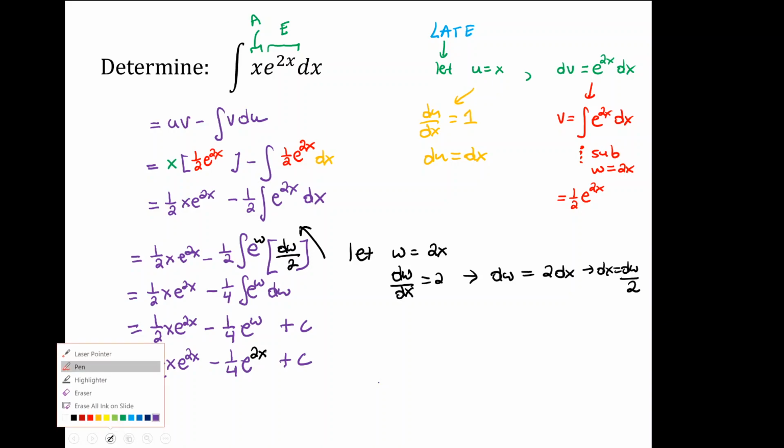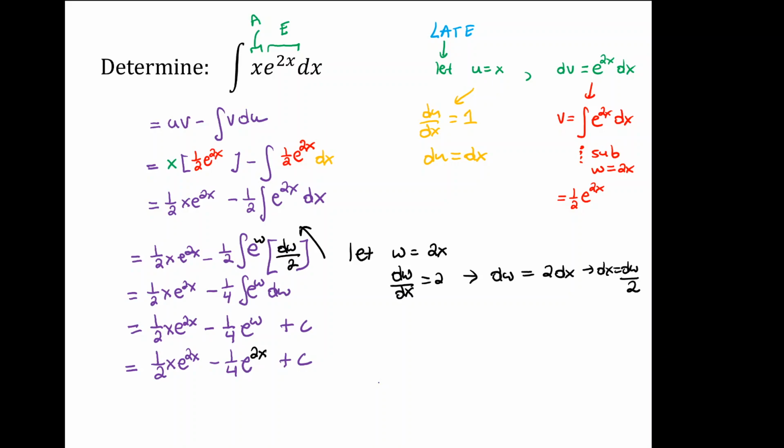And if you really must, you can use the letter u there for the substitution. Just don't get confused when you're deciding, okay, is this a u for integration by parts or is it a u for substitution? If you can keep track of that, then feel free to use the letter u here. If you're worried about mixing it up, then reserve w for your substitutions at this point. And then uv are for integration by parts.